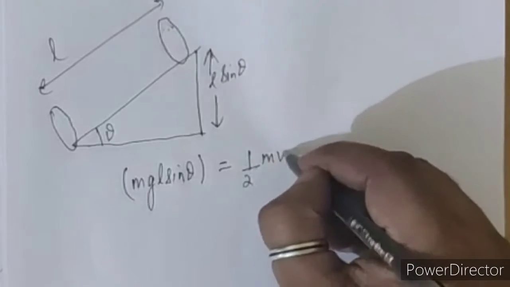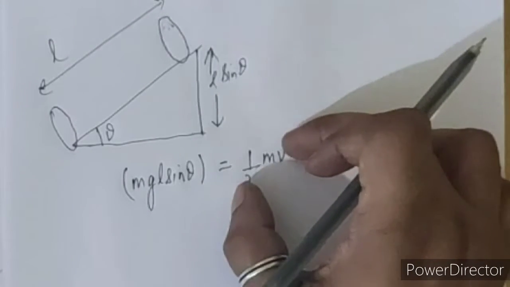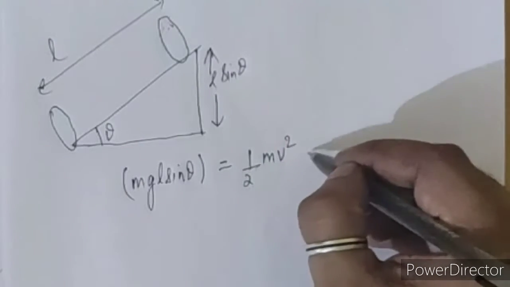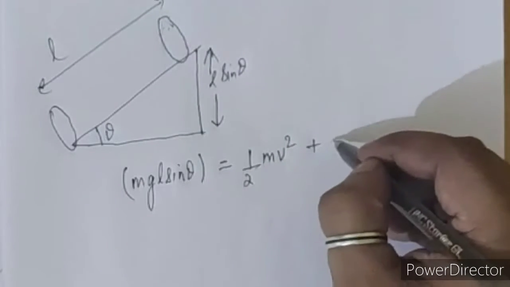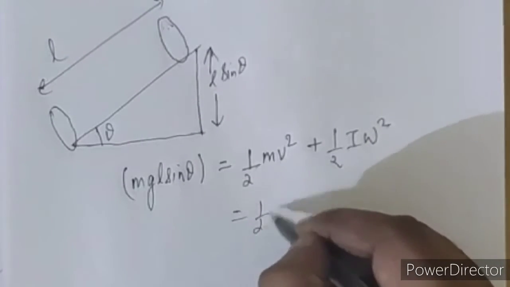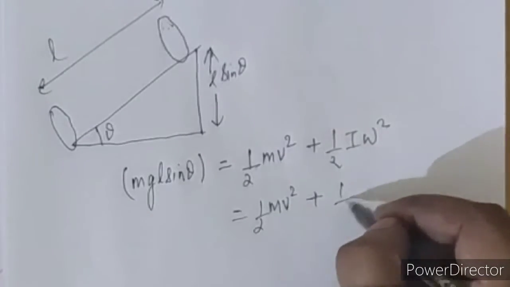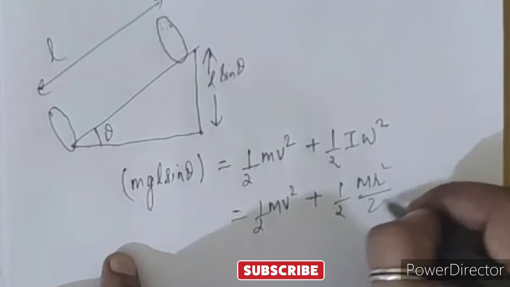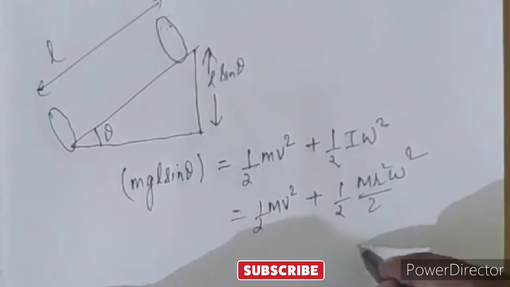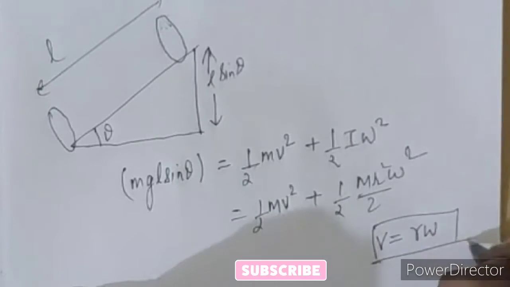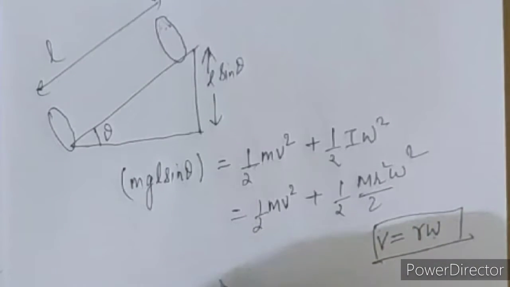Kinetic energy is given by half mv square, which is the energy of the center of mass only. Now we have to add the rotational energy, which is half I omega square. So if you calculate this, half mv square plus I of the cylinder is mr square by 2, and we know that for rolling without slipping we have this equation, where v is the velocity of the center of mass and omega is the angular velocity of the object.